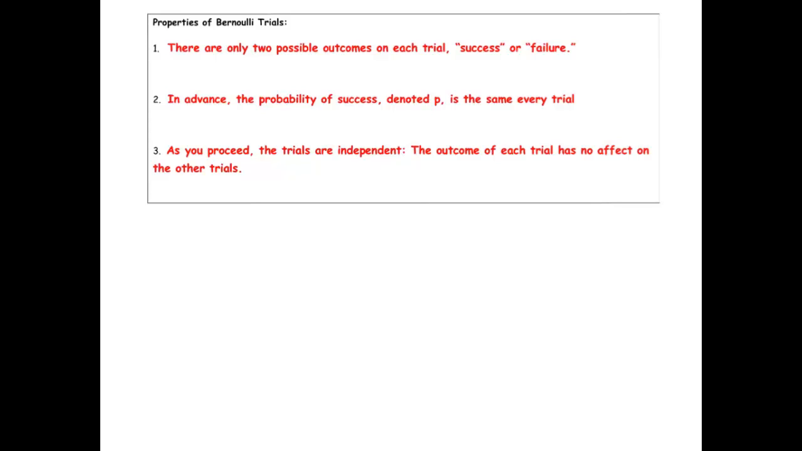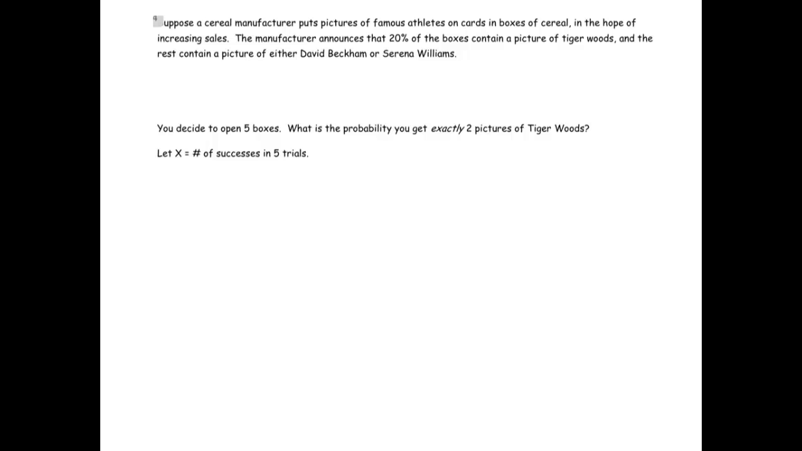So let's look at an example and see if we can start to get a feel for how the binomial model is going to be different than the geometric that we've looked at already. So we're going to examine the same problem we looked at last time, but we're going to ask different questions. Again, just a reminder, a cereal manufacturer puts pictures of athletes in cards in boxes of cereal, and 20% of the boxes have Tiger Woods, and the rest have David Beckham or Serena Williams.